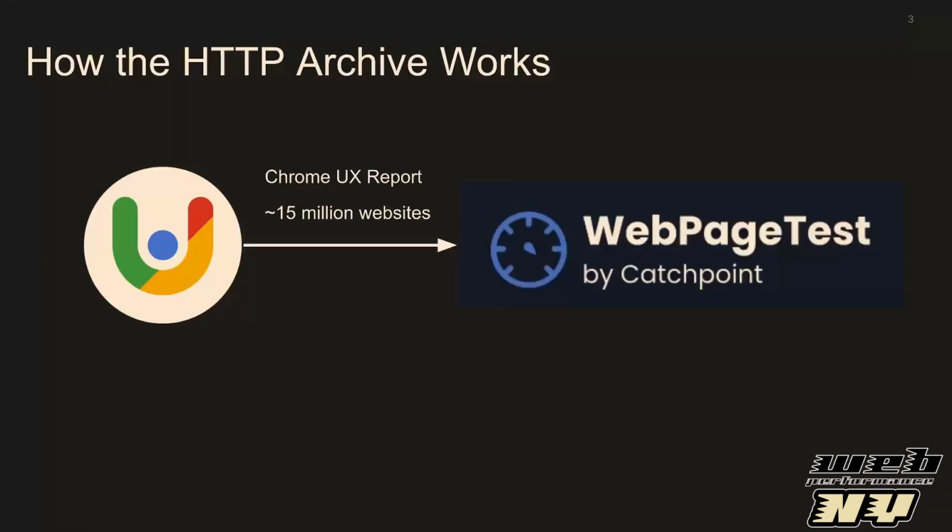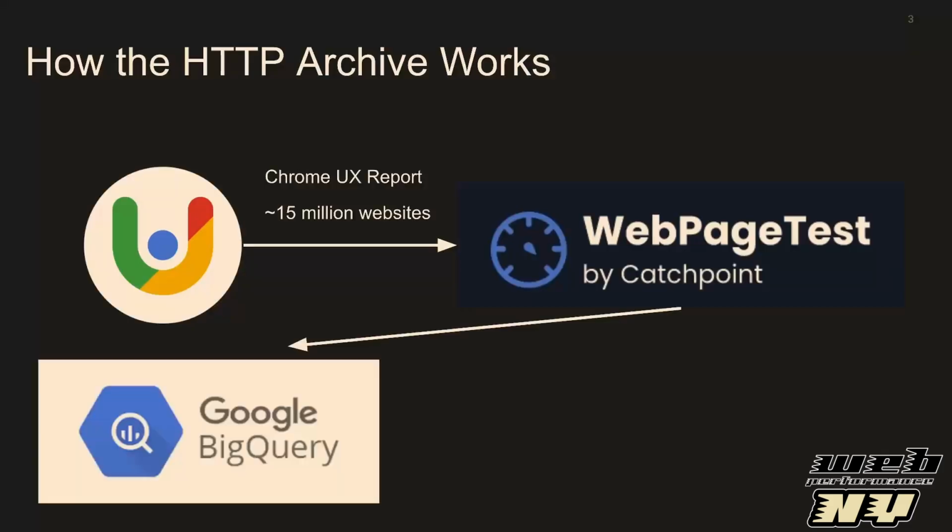Then what we do is we run WebPageTest measurements on each one of those. So we're doing that for desktop and mobile for the homepage, and then we're doing desktop and mobile for a secondary page. The secondary page is chosen dynamically. It's usually the link that is the largest contentful paint element. So we basically have about 60 million WebPageTest measurements that get run in a very short amount of time. And all of that data gets stored in Google's BigQuery. So that becomes immediately searchable.